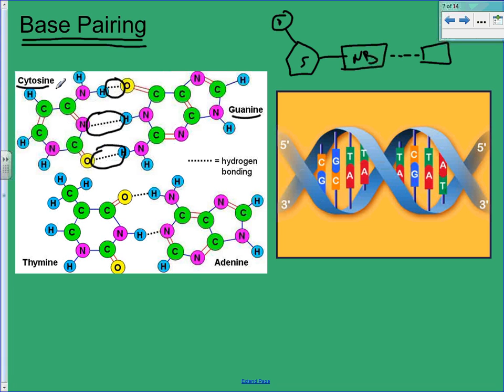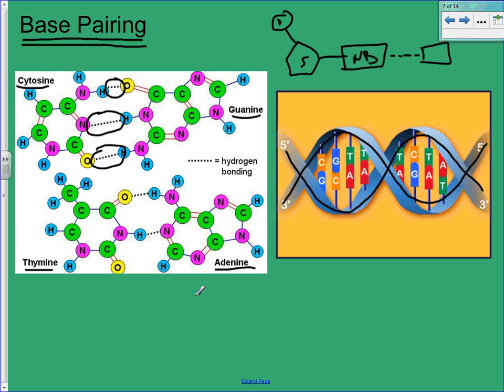If we look over here at this strand of DNA, the one that goes up and then down and then up, here we have a C. Across from it on the other strand of DNA is a G. So cytosine is always paired with a guanine. Likewise, thymine and adenine always bond together. And you can see here there's the hydrogen bonds that hold them together.